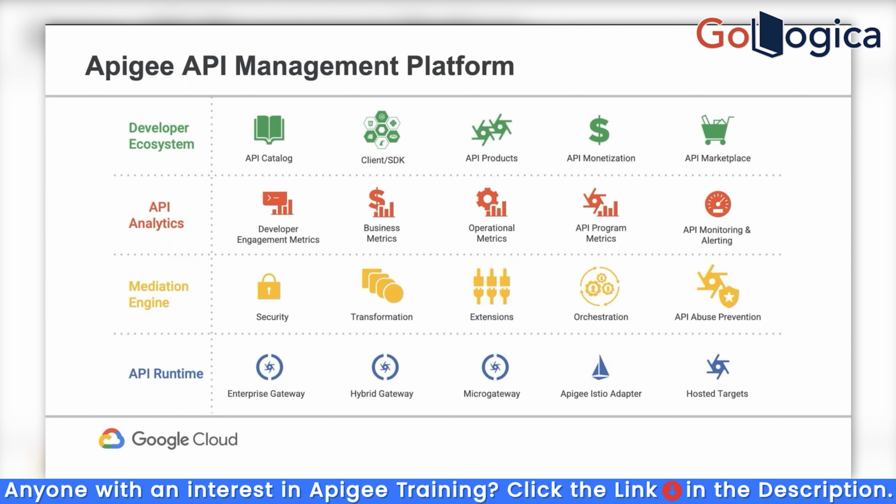So you can build your reports, graphs and charts for different kinds of stakeholders. One for developer engagement metrics, with a lot of reports related to developers. For business purposes you can build a lot of reports. You can build reports for the operations team and everything. A whole API program metrics you can build, and you can also do API monitoring and alerting based on this analytics data. So all kinds of things you can do in APG.